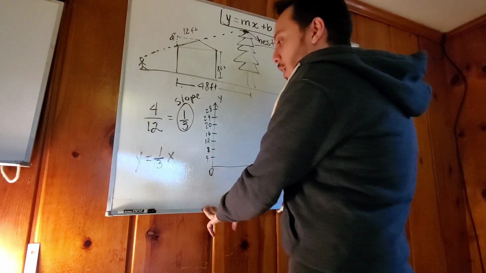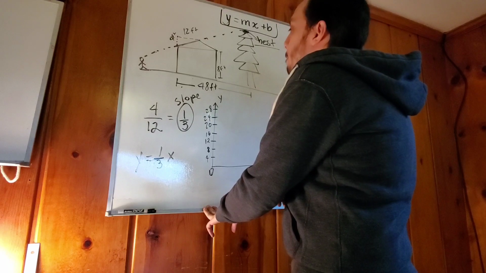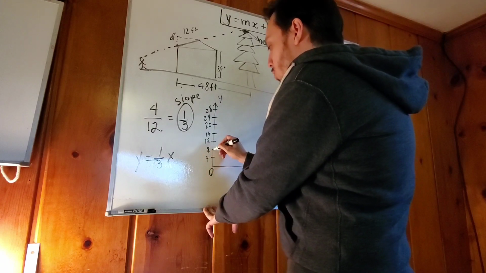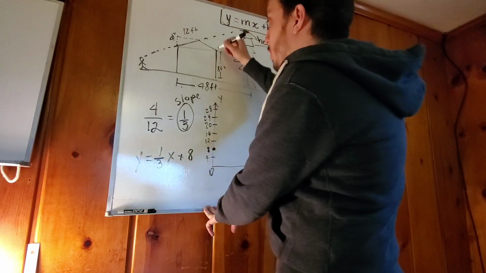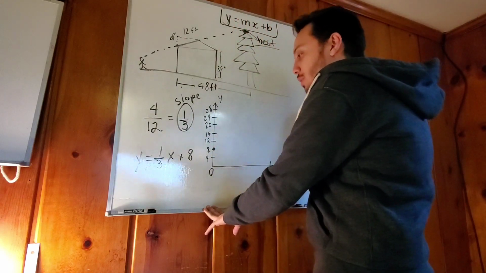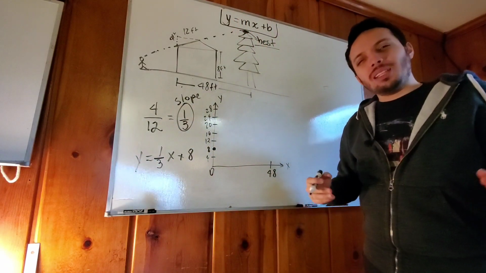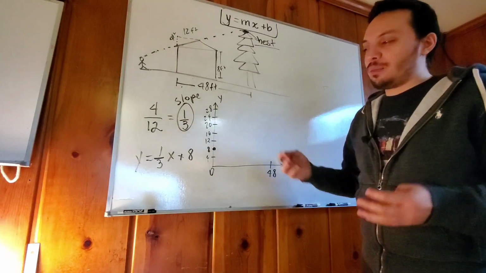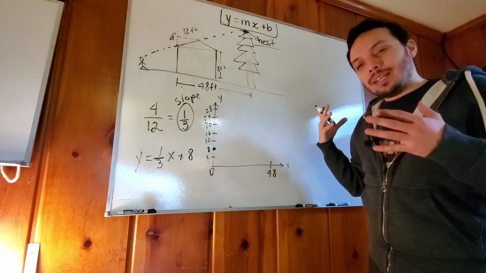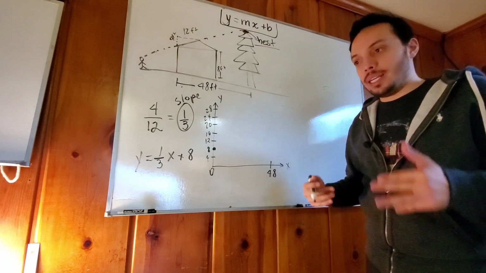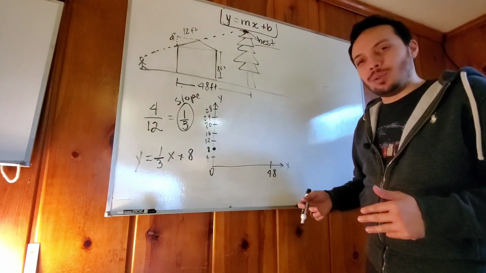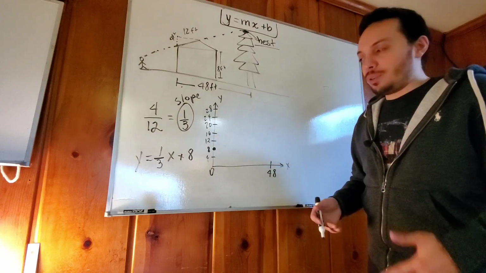So y equals 1/3 x, and then the y-intercept is supposed to be 8. Why 8? Because that's how tall the house is. So you see what I mean? It's just so weird because it's not something that you would actually get normally. You have to really work at it and understand what they're trying to tell you, which I don't think is the best way to do it.